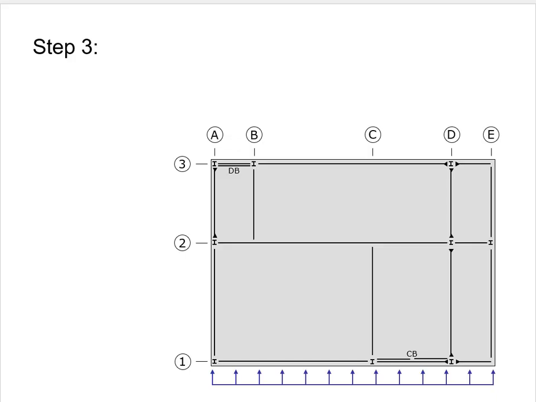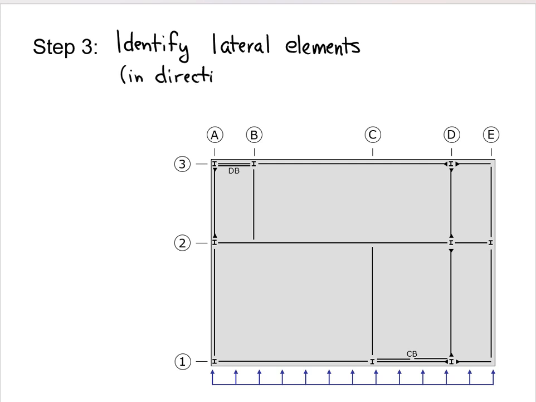Step 3 is to identify the lateral load resisting elements in the direction of the loading. To resist force, the lateral element needs stiffness, and the lateral elements only have stiffness along their long dimension. We will cover that in more detail in video 1.6b. There will be lateral elements in at least 2 directions since wind and earthquake loading can come from any direction. However, we only consider one loading direction at a time, so only the elements that line up with the loading are considered.